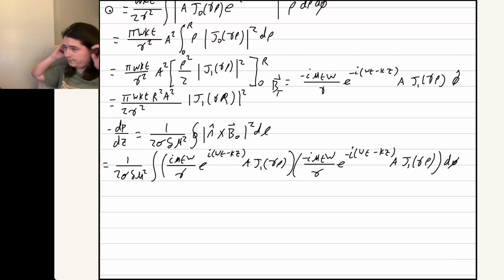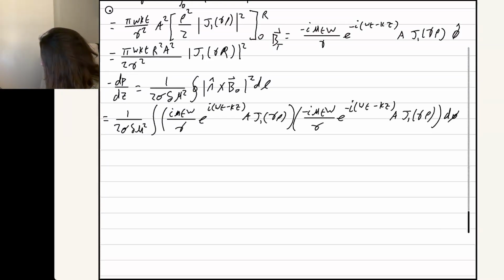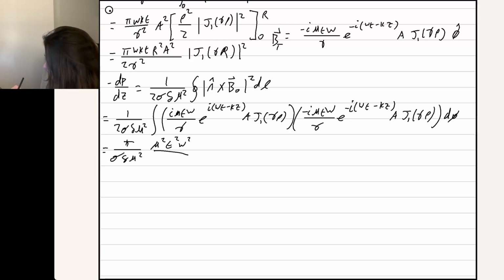Again, there is no phi dependence in this, so that integral is just going to evaluate to 2 pi. But then for the square modulus, I'm going to go ahead and write pi over sigma delta mu squared. The square modulus is looking like mu squared epsilon squared omega squared over gamma squared. The propagation pieces will cancel out. You'll have A squared, and you'll have J1 modulus squared.